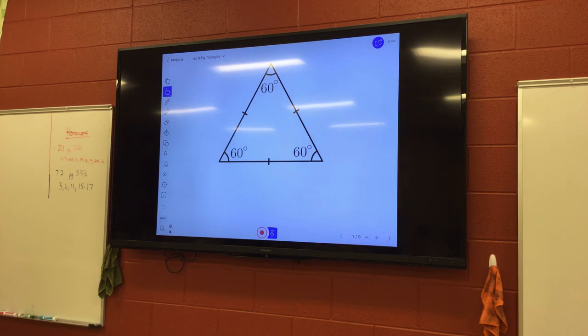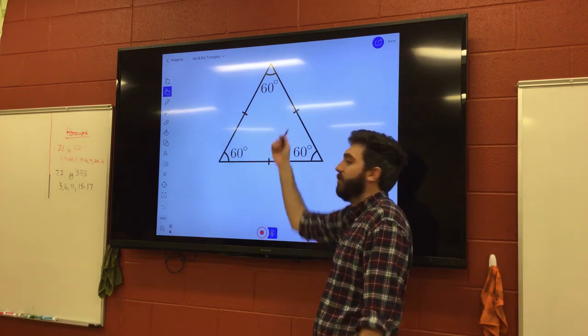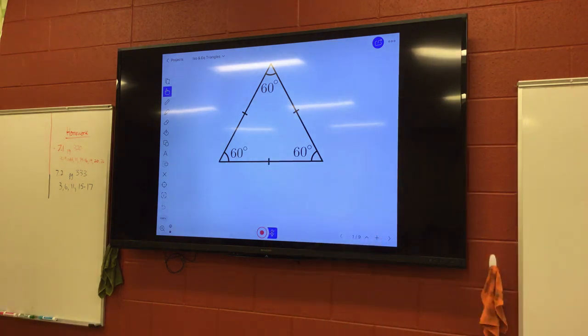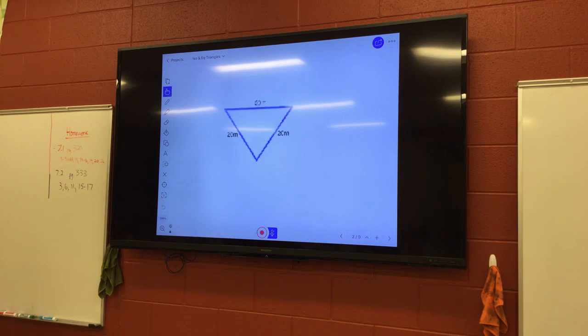Okay, equilateral. So we know these tick marks just tell me all three of these sides are the same. So all three sides are the same, so it's equilateral. What about this one? Yeah, isosceles. So we have the two equal sides like Kate said, and the two equal angles like Carter said. So good job. Okay, this one? Equilateral. Yep, because they're all 20 meters, so all sides are equal, so equilateral.